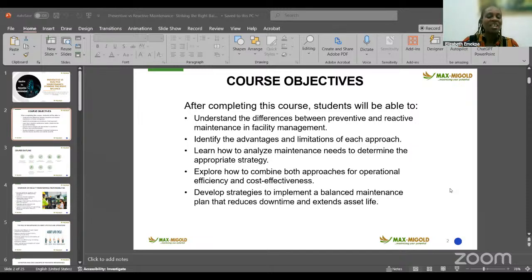What are the advantages and limitations of each approach, of putting your preventive maintenance plan in action, and when you don't put it in action? We're going to learn how to analyze maintenance needs to determine the appropriate strategies, and how to ensure it's done correctly. We're going to explore how to combine both approaches for operational efficiency and cost effectiveness, and develop strategies to implement and balance the maintenance plan to reduce downtime and extend asset life.